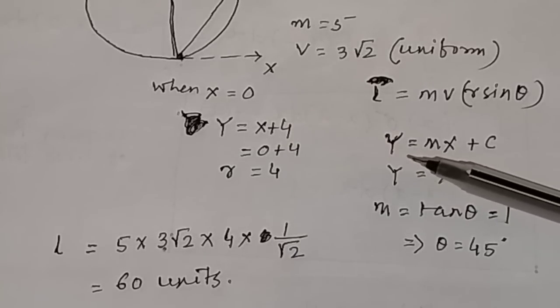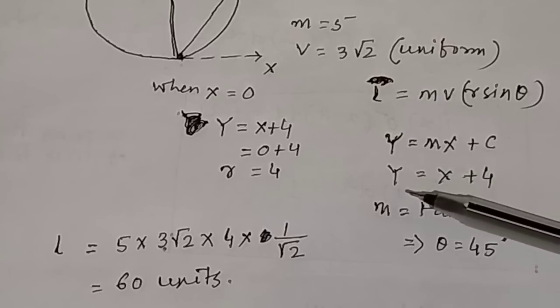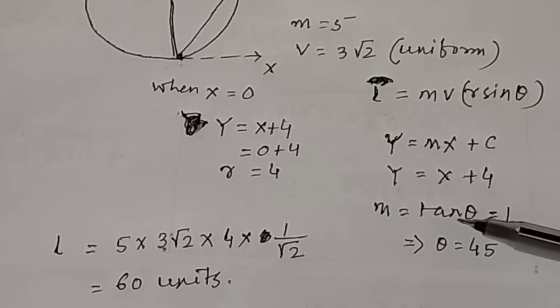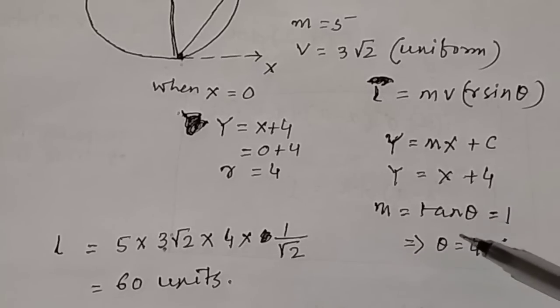Since here v is uniform and mass is given, the equation is y equal to x plus 4. We know the equation of a straight line is y equal to mx plus c, and here y equal to x plus 4, so m is the slope, which is equal to tan theta. Tan theta is equal to 1, so theta will be equal to 45 degrees.